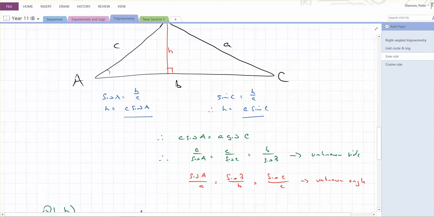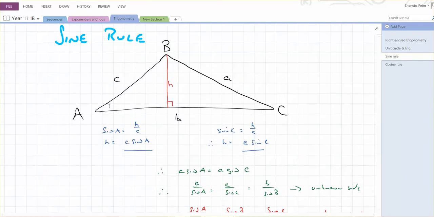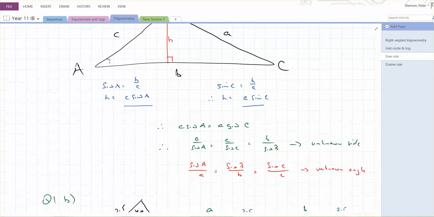If we fiddle around with that equation, we get a over sine A equals b over sine B, which equals c over sine C. What that means is that the ratio of any side to the sine of its opposite angle will be the same no matter which side you look at. So a over sine A is equal to this side here over sine of this angle here, so b over sine B. So that's a useful result to find unknowns in a triangle.